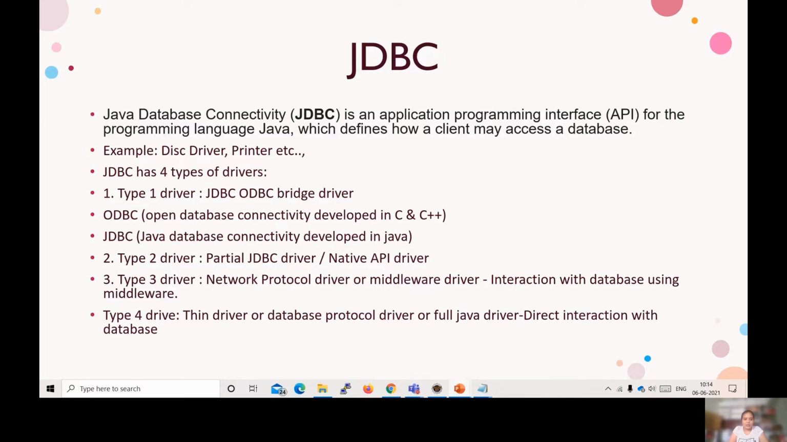JDBC has four types of drivers. Coming to the first type of driver, it contains the JDBC-ODBC bridge driver, whereas ODBC is Open Database Connectivity developed in C and C++ basis, whereas JDBC is Java Database Connectivity developed in Java. In type 2 drivers, we have the partial Java driver and native API driver. Whereas type 3 driver consists of network protocol drivers or middleware drivers.